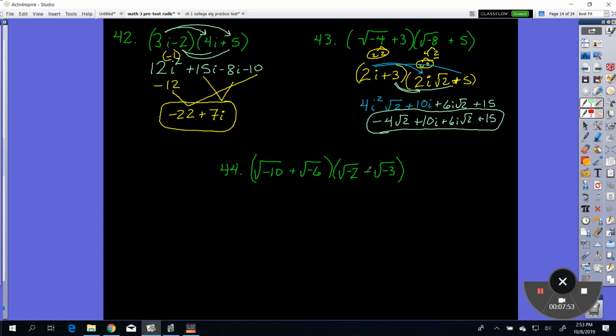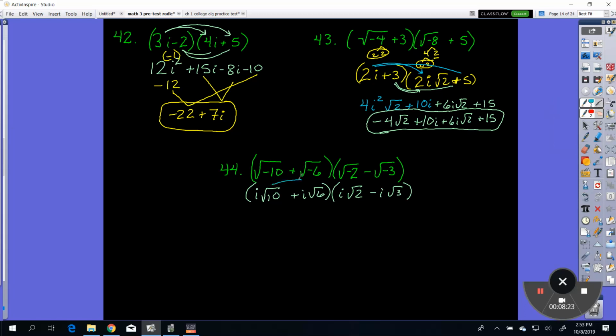None of these break down to have numbers that come out, so I'm just going to pull the i out of everything. So that's i square root of 10 plus i square root of 6. Before you multiply, you need to make sure you pull the i out. So that's i square root of 2 minus i square root of 3. And remember, the i is the negative under a square root. As soon as you see a negative under a square root, you need to remember that comes out as an i. So now that I've done that, now I can distribute.